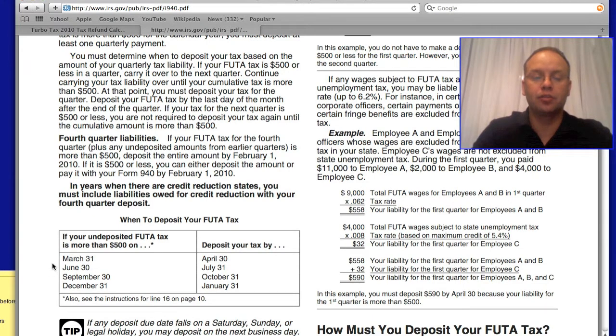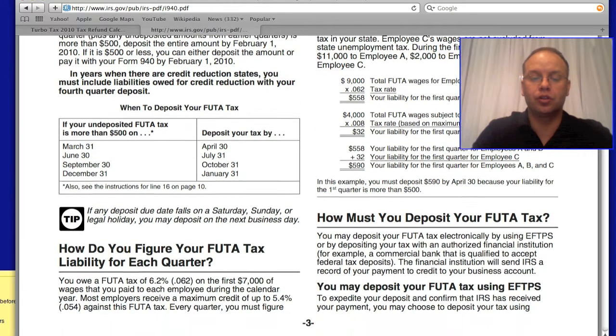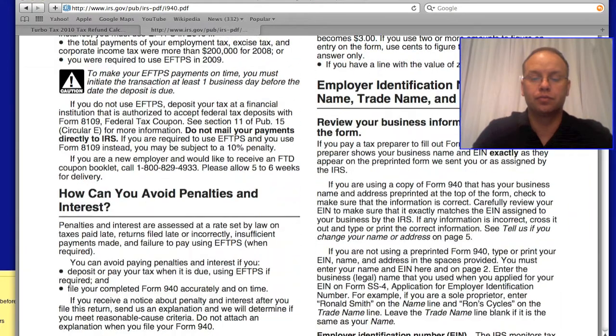Your tax amount is going to have to be deposited by April 30th, July 31st, October 31st, and January 31st. So those are very important dates. If you don't meet those dates as an employer, you will get some penalties. I'm just trying to find the most important things you need to know about the unemployment taxes here.